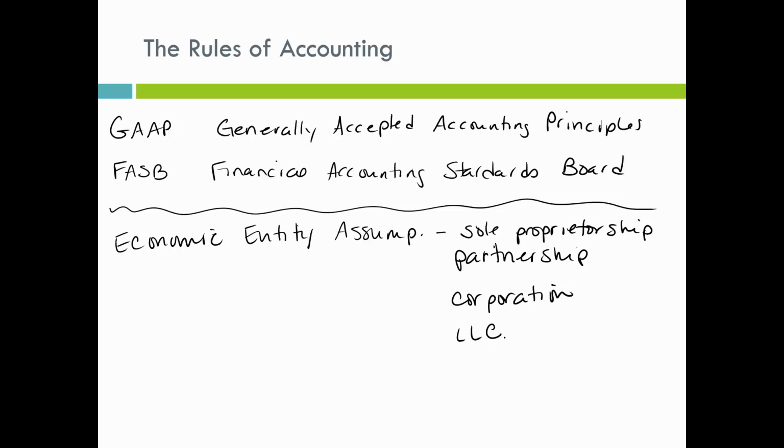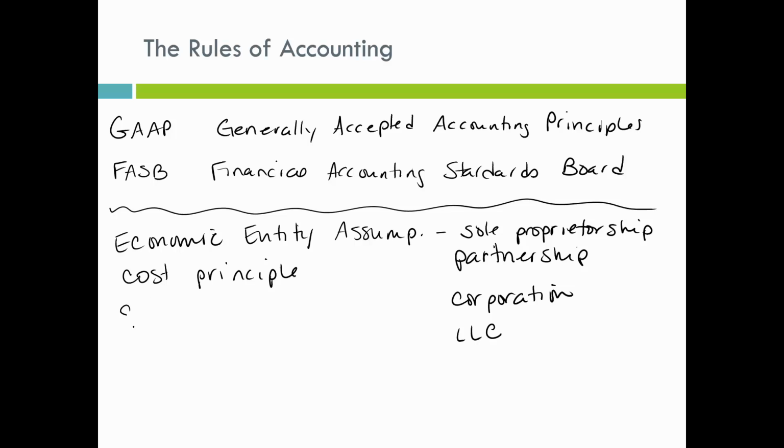The second principle that GAAP is based on is the cost principle. Which just says that we record items and keep them on our books for what they cost us, not necessarily for what they are worth. So if we buy a piece of land, we record that transaction for what it cost us, not necessarily what the market value is, or for any asset we would do that.